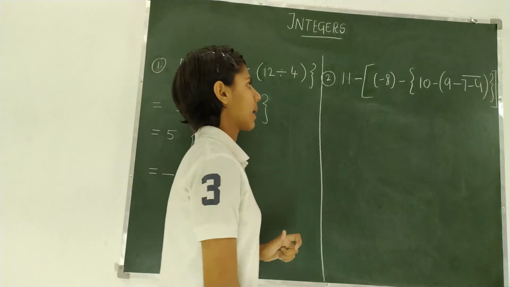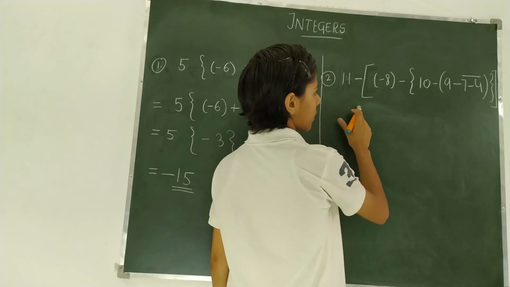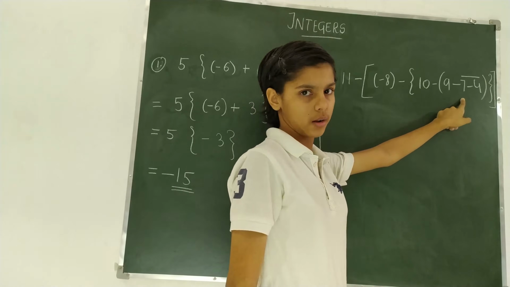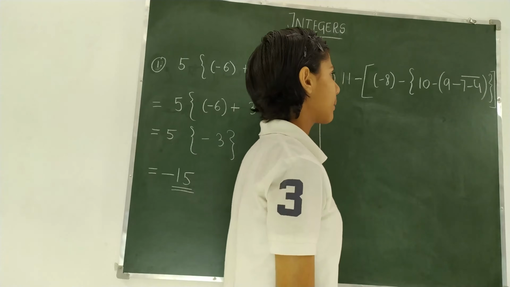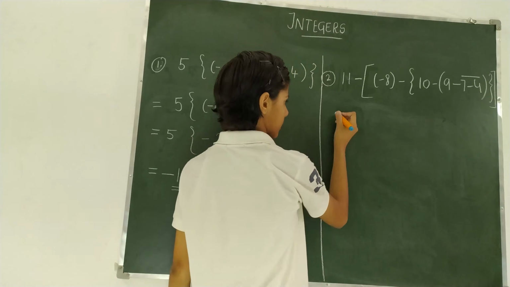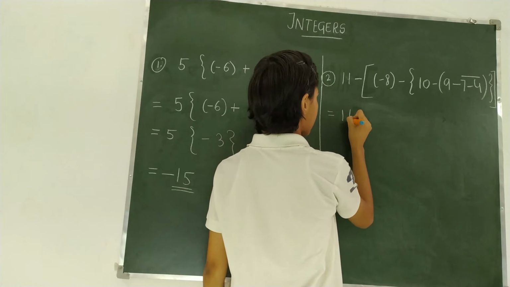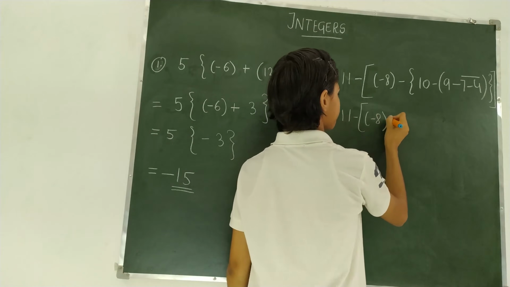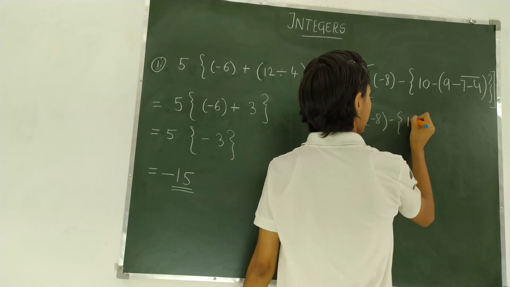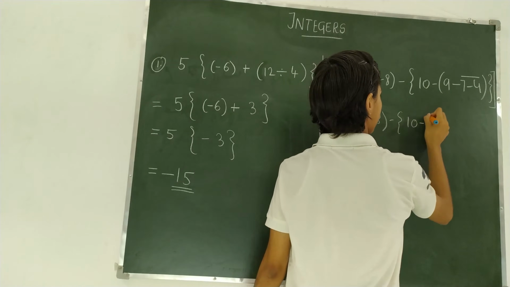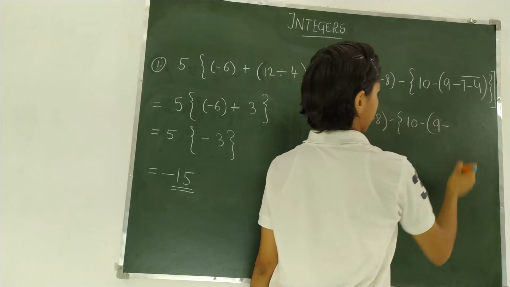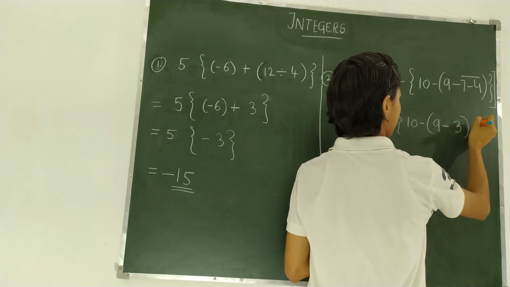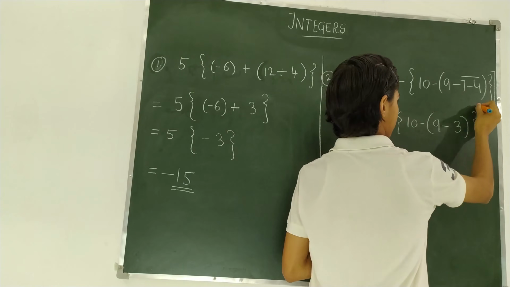Moving on to the next example. Firstly we have to see that here bar brackets are there. So firstly we will solve the bar brackets and then the round brackets. Others we will write as it is. 11 minus 8 minus 10 minus 9. Now 7 minus 4 is 3. So our bar bracket is solved.